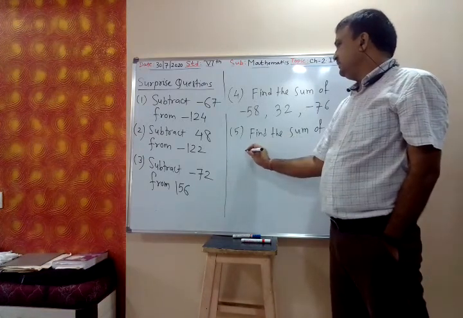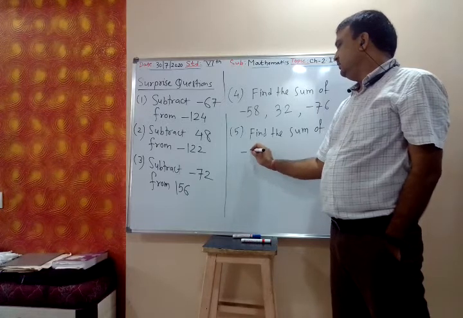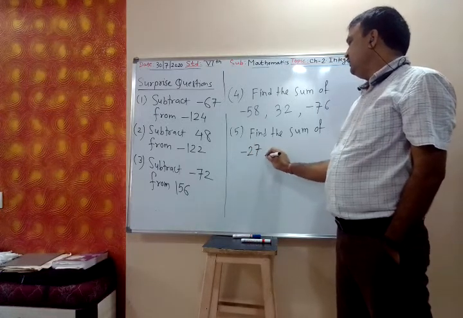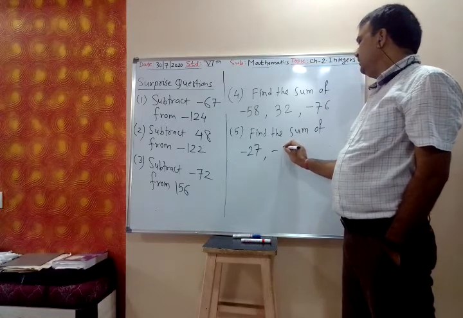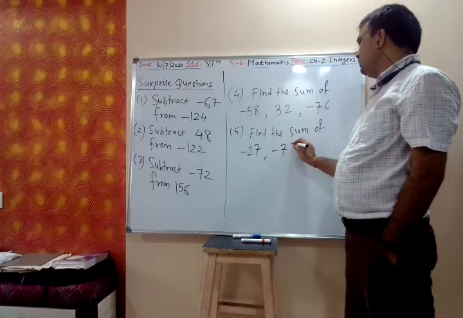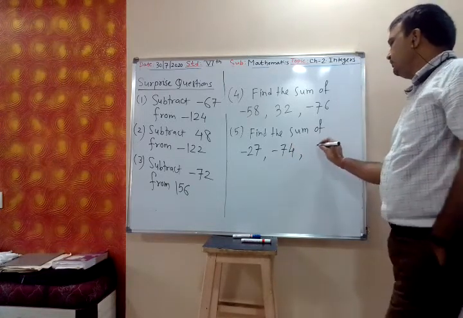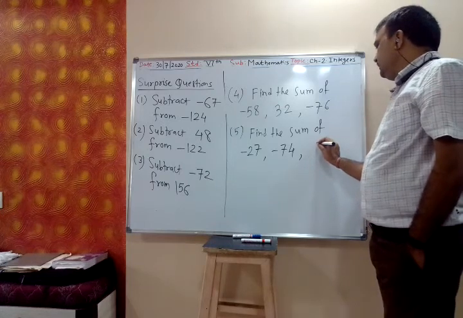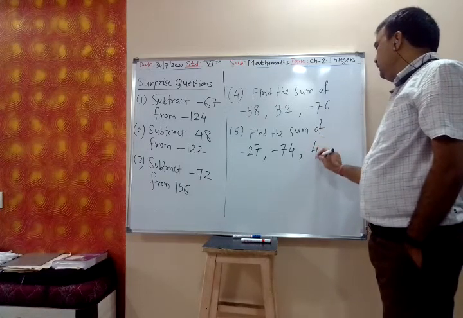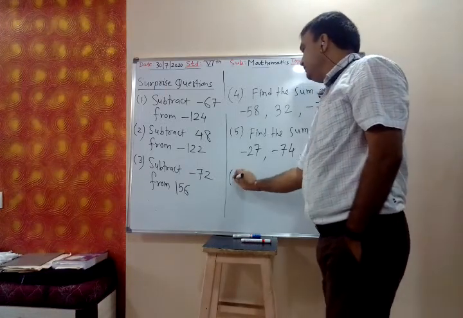Find the sum of minus 27, minus 74, and 48. Nobody is allowed to leave. Then the sixth one.